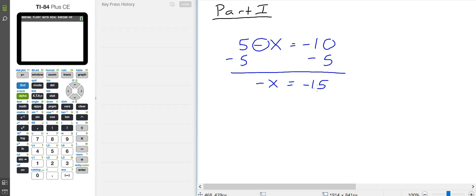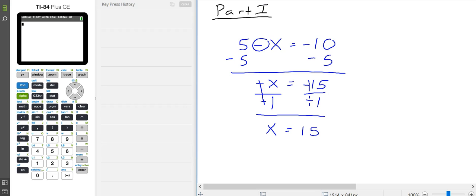But you want to solve for plain x, not negative x. So what do we do? We divide this side by negative and divide this side by negative. You can't just divide by a negative sign, so we're dividing by a negative 1 and dividing by a negative 1. Negative x divided by negative 1, these two negatives cancel out, and we're left with x over 1, which is just x. And negative 15 divided by negative 1, the two negatives cancel out. We're left with 15 over 1, which is 15. So x is 15.